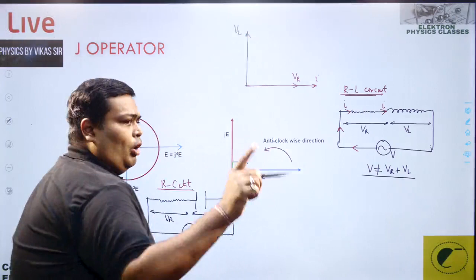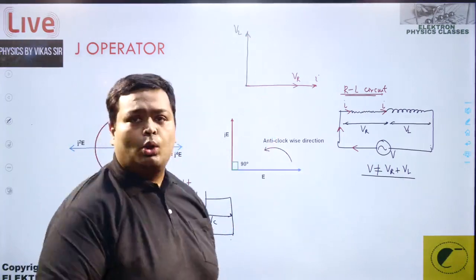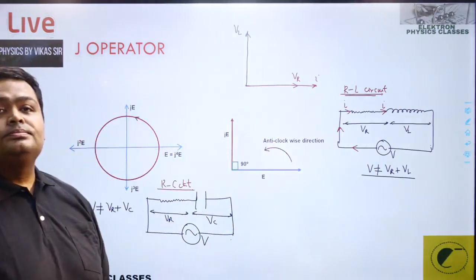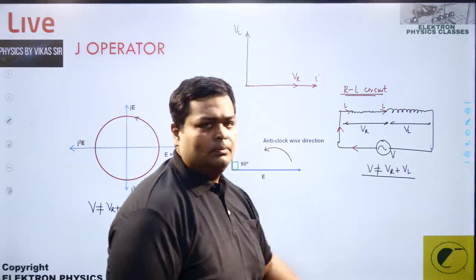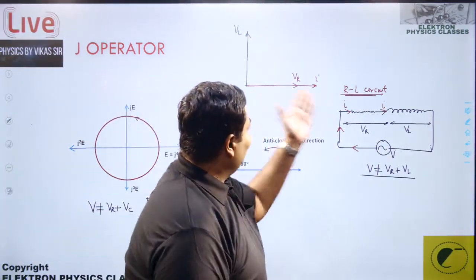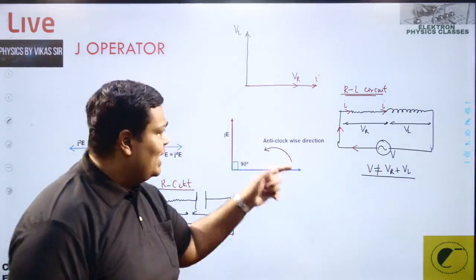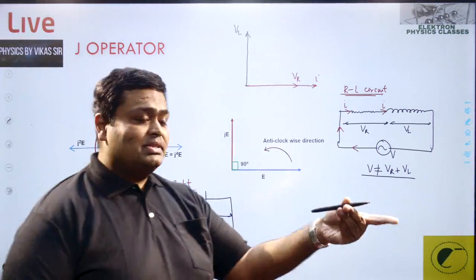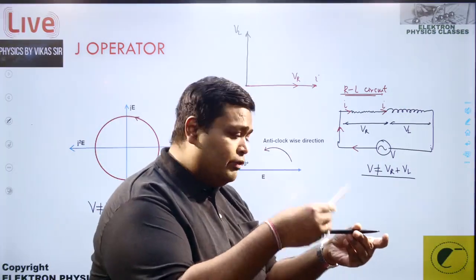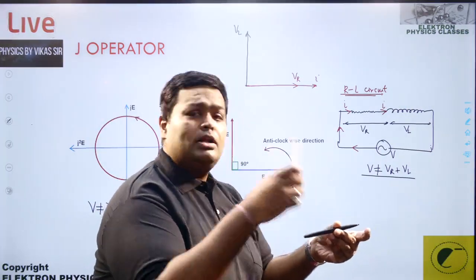VL is here, and now we understand that VL and VR are not in the same phase. They are not in the same phase. The current across both is the same. So the current is kept in the same phase, but VR and VL do not come in the same phase. If this is I, VR comes here, VL comes here. So VR and VL are not in same phase.